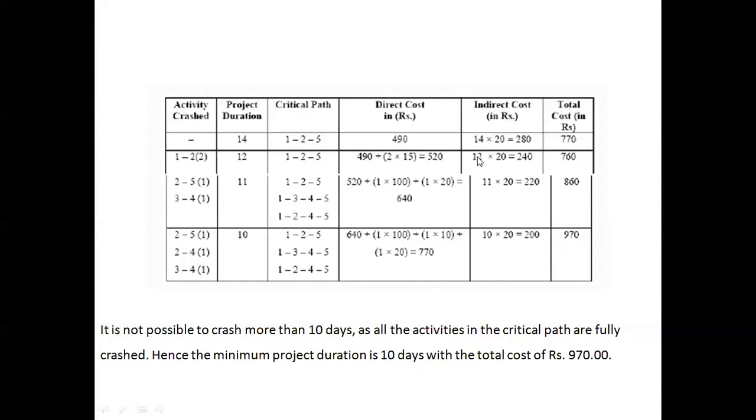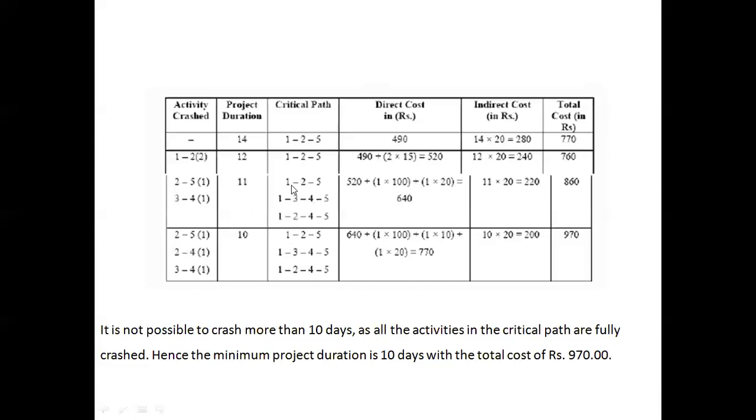In the indirect cost, the project duration has been reduced to 12 and the indirect cost is 20 per day, so 20 into 12 makes 240. 240 plus 520 makes 760, which is the total cost of the project when activity 1 to 2 is crashed by 2 days. Dear friends, please note, earlier it was 770. When activity 1 to 2 has been crashed by 2 days, the total cost has reduced to 760, a reduction of 10 rupees, and the project duration has been reduced to 12 days.